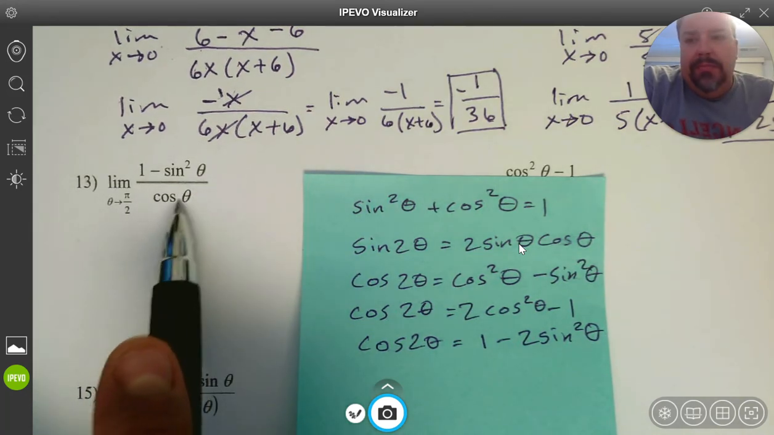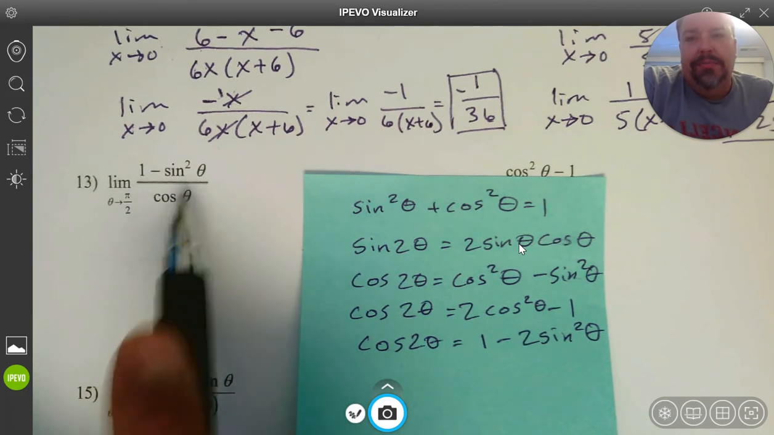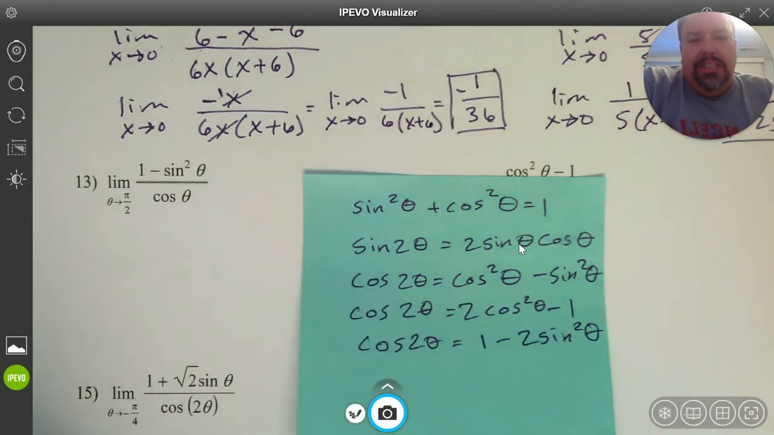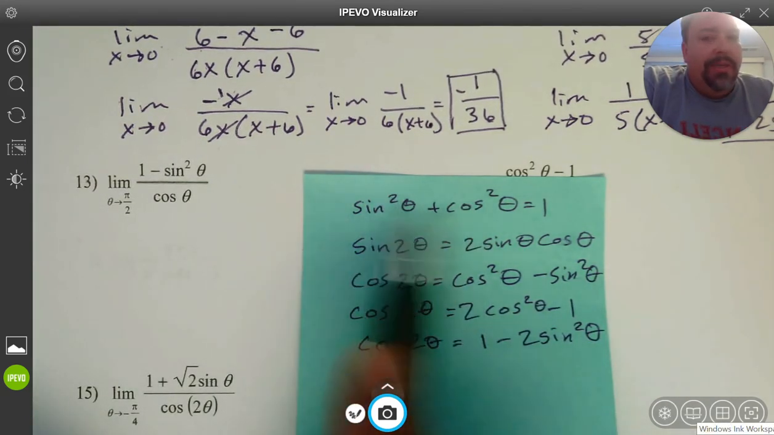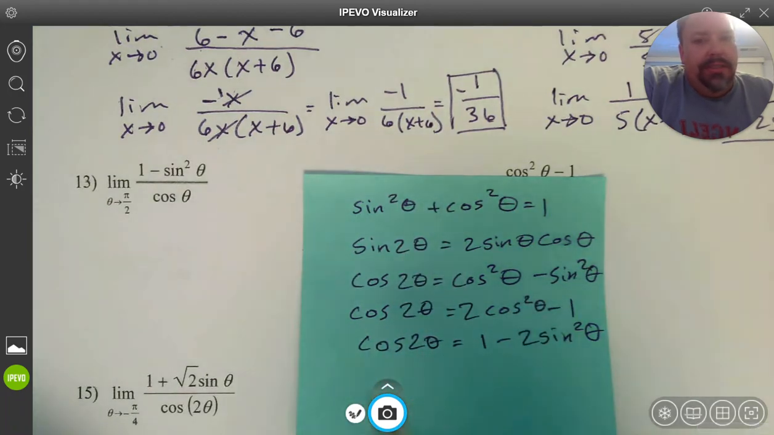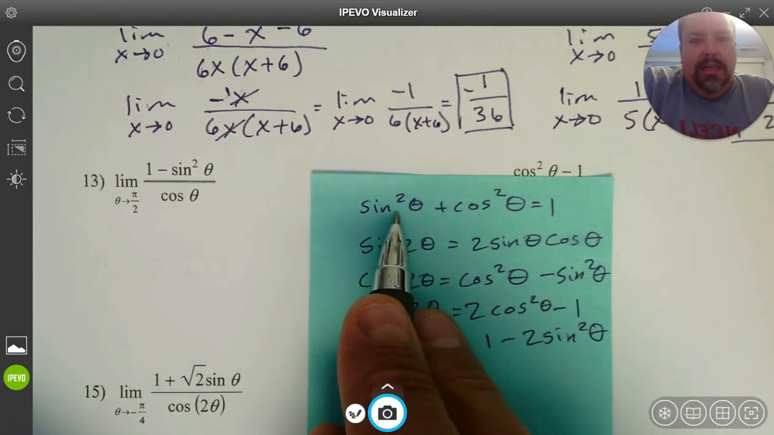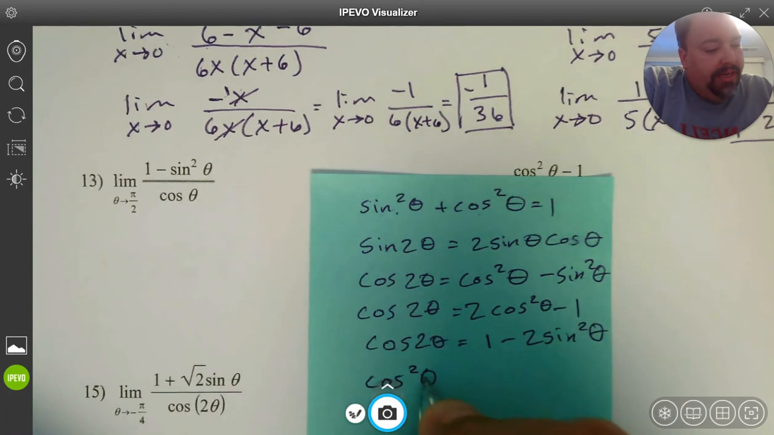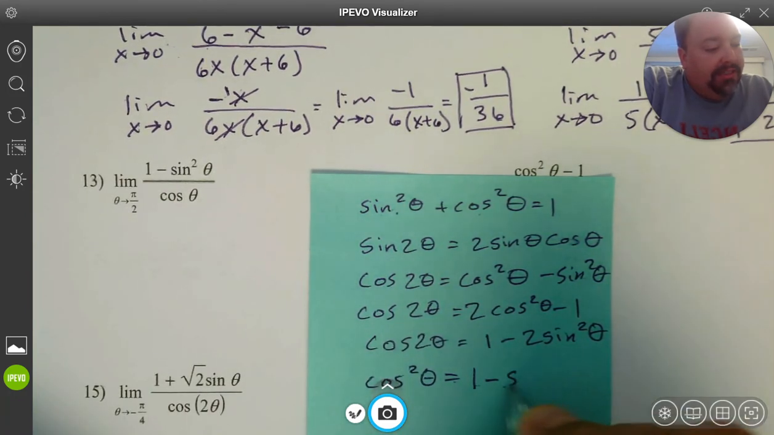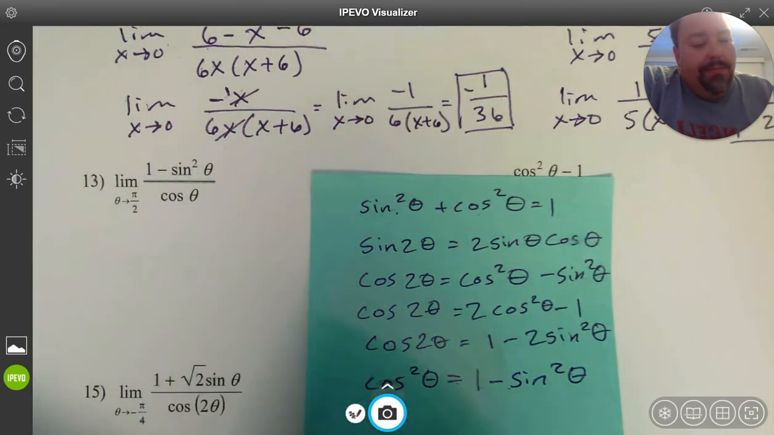This first one, cosine theta, there's nothing to do there. And if we look at the top, we have 1 minus sine squared. If we look at our formula sheet here, it doesn't seem to match up with any of these, but this one we can change a little bit. So off to the side here, if we solve this for sine squared, we can move that to the other side. We'd have cosine squared theta is equal to 1 minus sine squared theta. And that's exactly what we have on the top here.